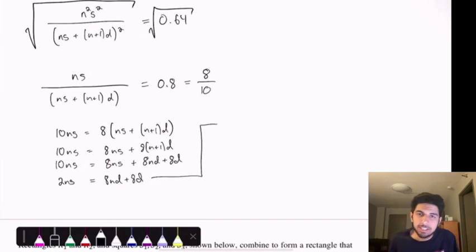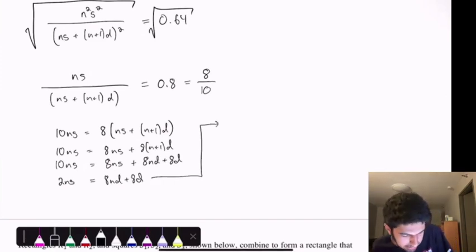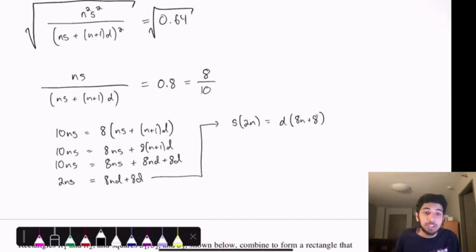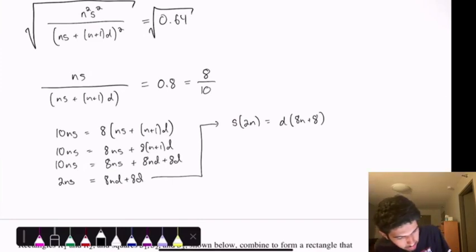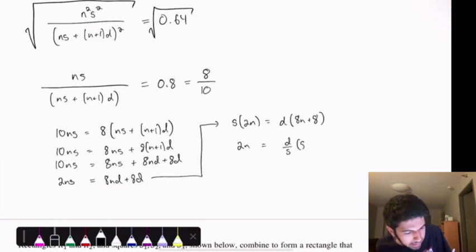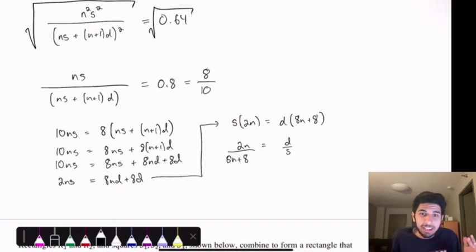From there, we can factor out an s and d from both sides, so it'll be s times 2n equals d times (8n + 8). And remember, we're solving for d over s, so we can divide both sides by s to get 2n equals d over s times (8n + 8), but we'll also divide both sides by 8n plus 8. Cool, so we have our answer. D over s equals 2n over (8n + 8).